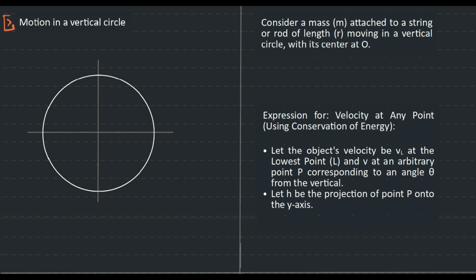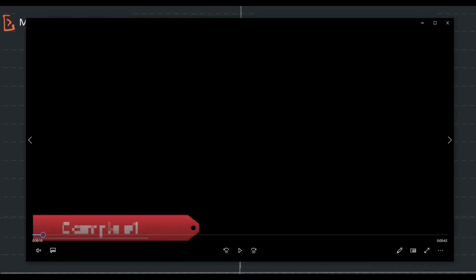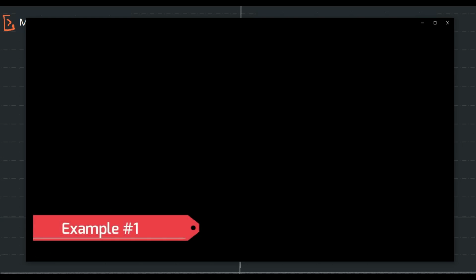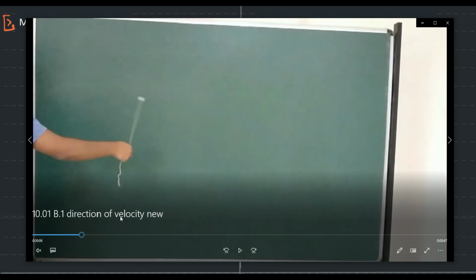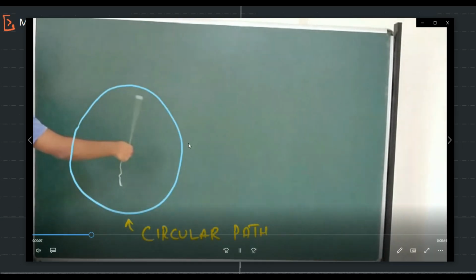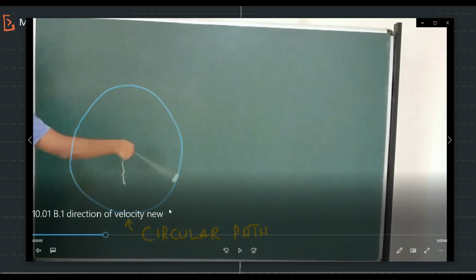We're looking at a scenario wherein you have motion in a vertical circle. What does that mean? Basically, you are rotating something in this manner in the vertical direction. Can you see that? It's moving against gravity in some portion, and in some portion gravity is helping it.